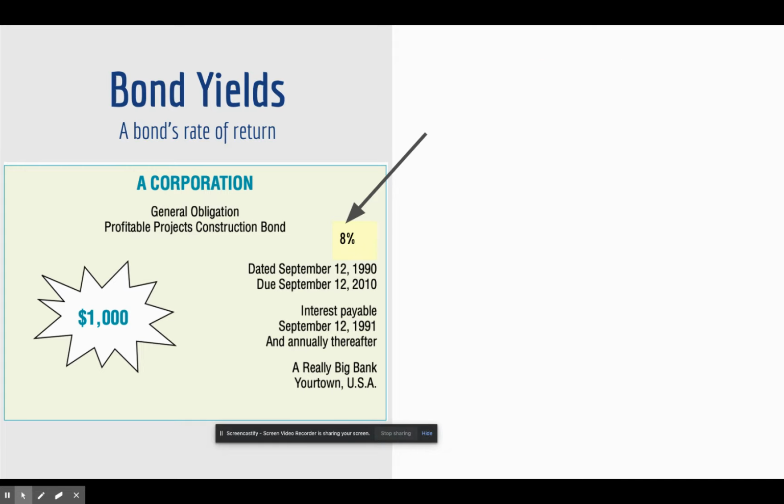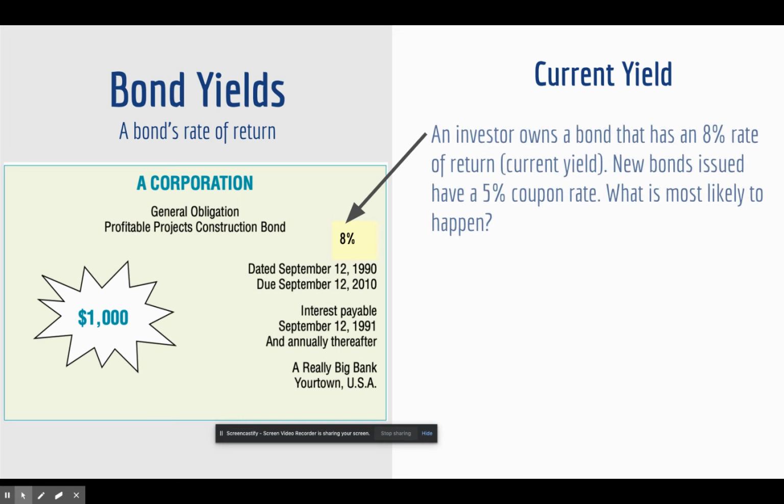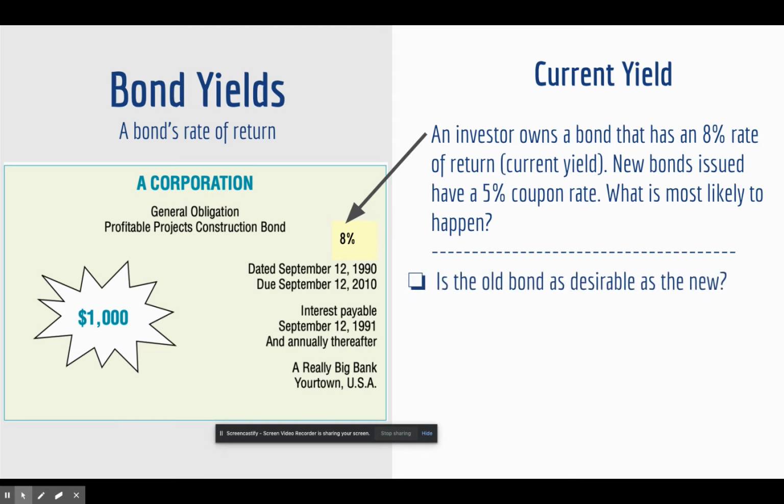Now let's flip that, and let's look at if you were an investor and you owned a bond that had an 8% return, or a current yield of 8%. And now new bonds are issued and have a 5% coupon rate. So what is most likely to happen? We might be thinking maybe nothing will happen. So is the old bond as desirable as the new? Yes, in fact, it's actually more desirable. 8% is certainly more desirable than 5%.